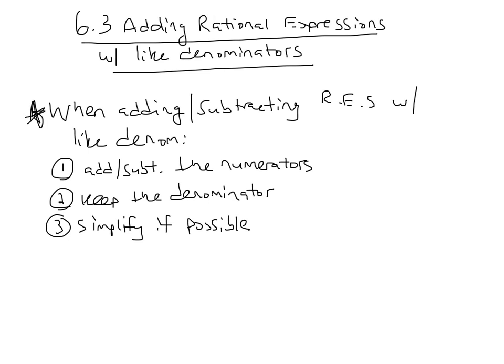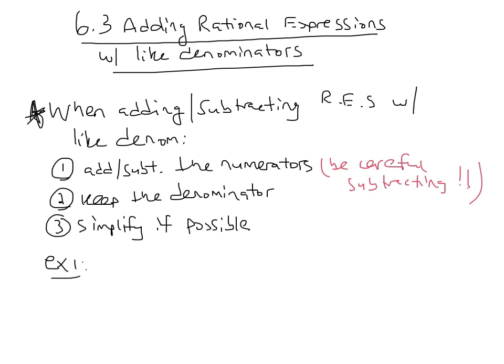When adding or subtracting rational expressions with like denominators, step 1 is add or subtract the numerators. We should add a note here. Be careful subtracting, because we have to remember to distribute the negative. Step 2 is to keep the denominator. Remember, when you're adding fractions, if they have the same denominator, you keep the denominator. And then the final step is to simplify if possible. Sometimes it'll be possible and sometimes it won't.